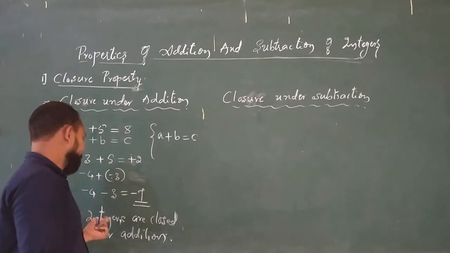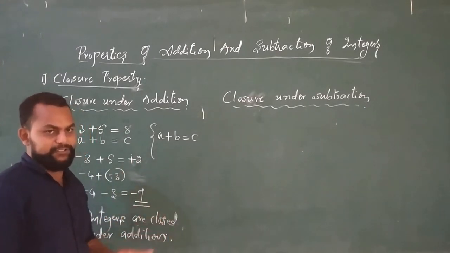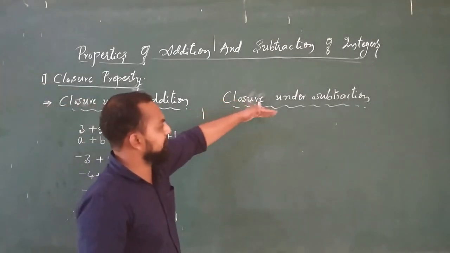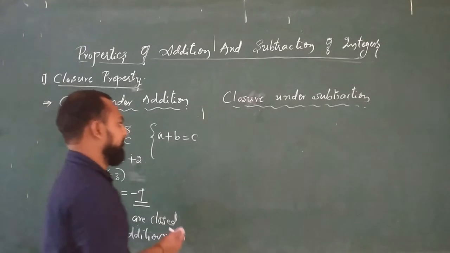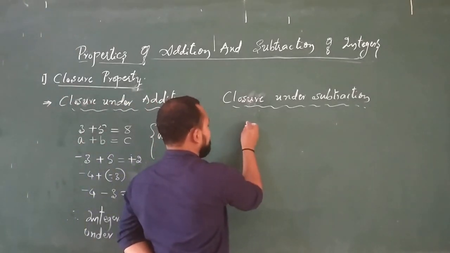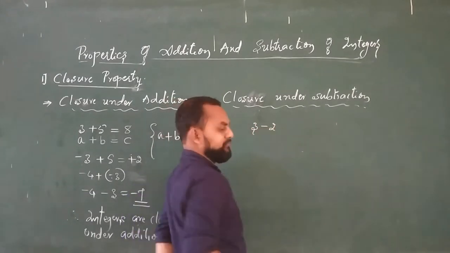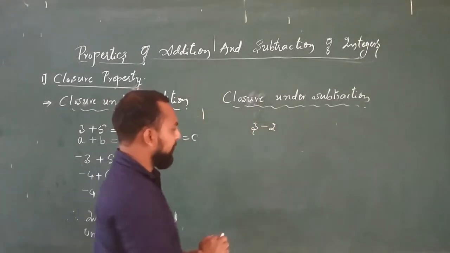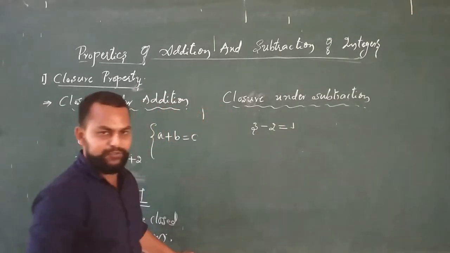So the integers and the whole numbers are closed under addition. The next concept is closure under subtraction. Here take whole numbers and 3 minus 2. 3 minus 2 is 1.